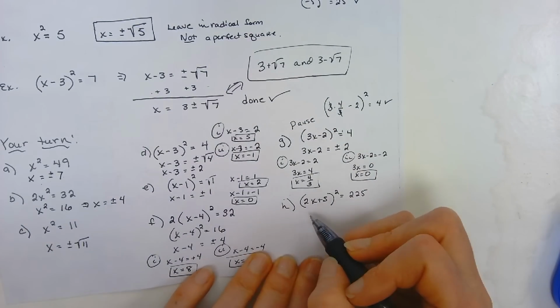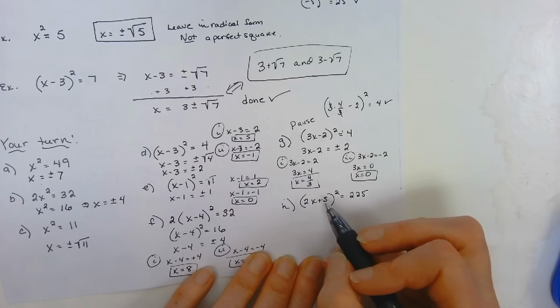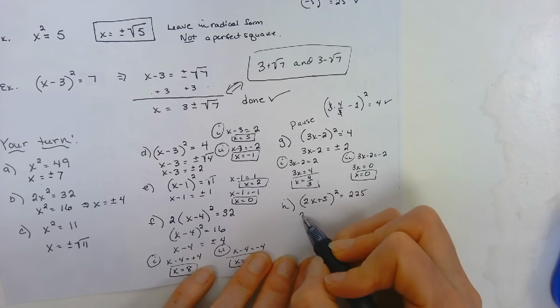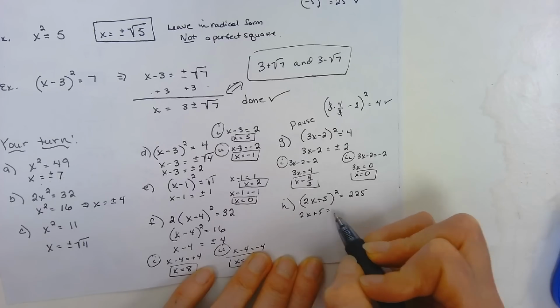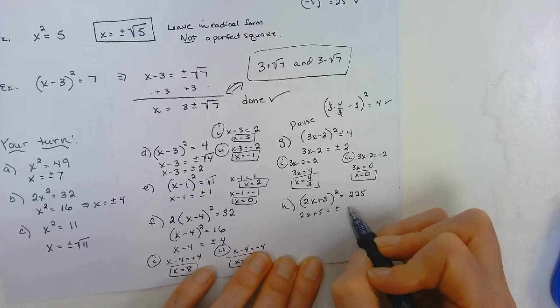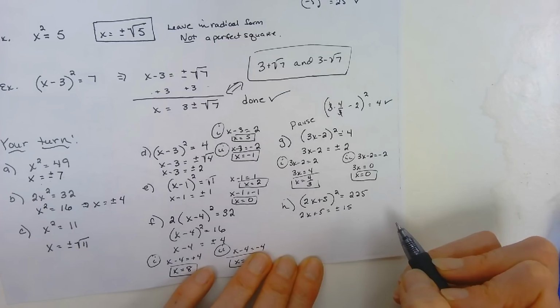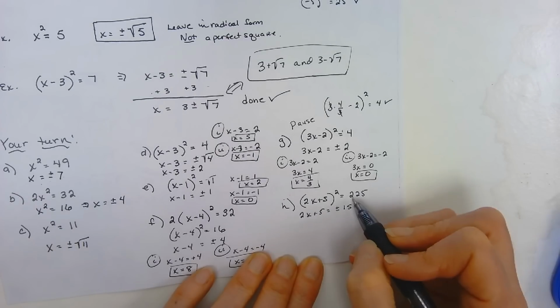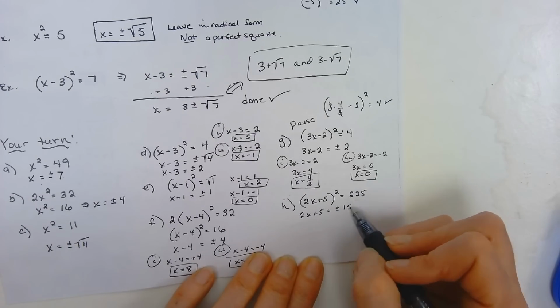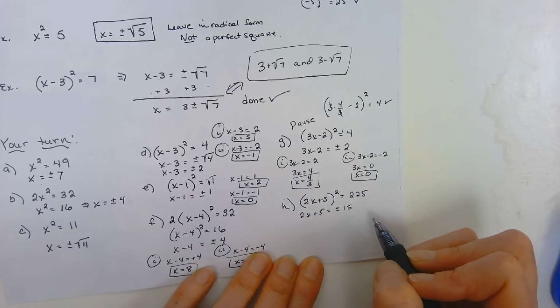The last one, again, you could pause and try it first. 2x plus 5 equals plus or minus 15. That's the square root of 225. Try to memorize those perfect squares on your homework. I have you practicing those.